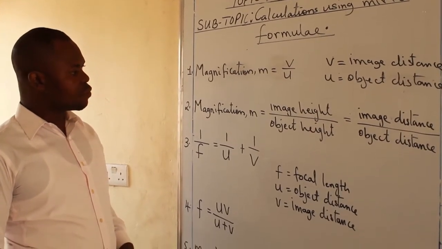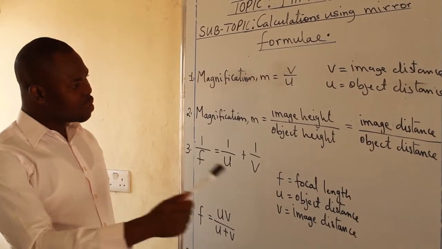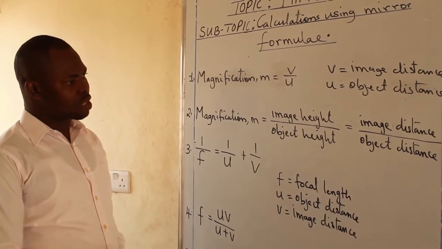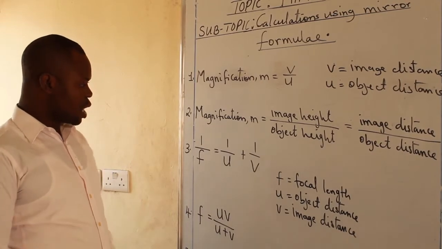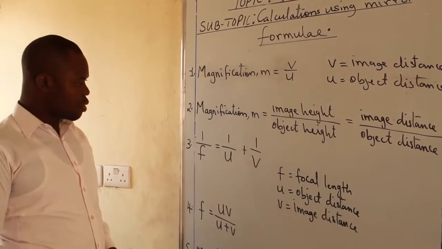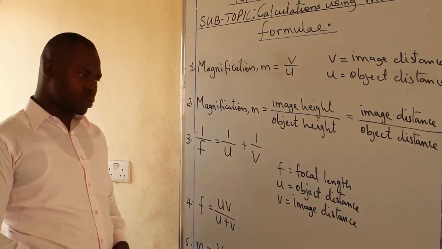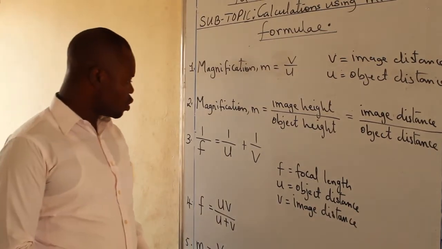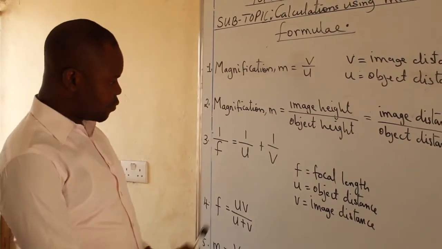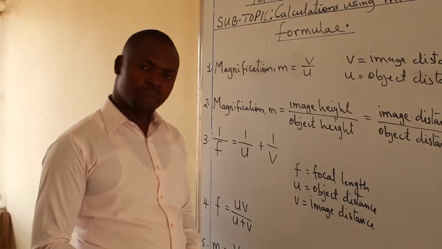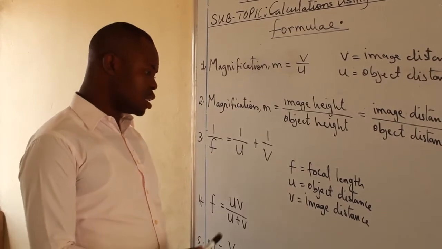Now, any of these formulae could be used depending on the question. You can use image height over object height equals image distance over object distance, depending on what you're looking for. And then the third formula, we have 1 over F equals 1 over U plus 1 over V, where F is focal length, U is the object distance, and then V is the image distance.